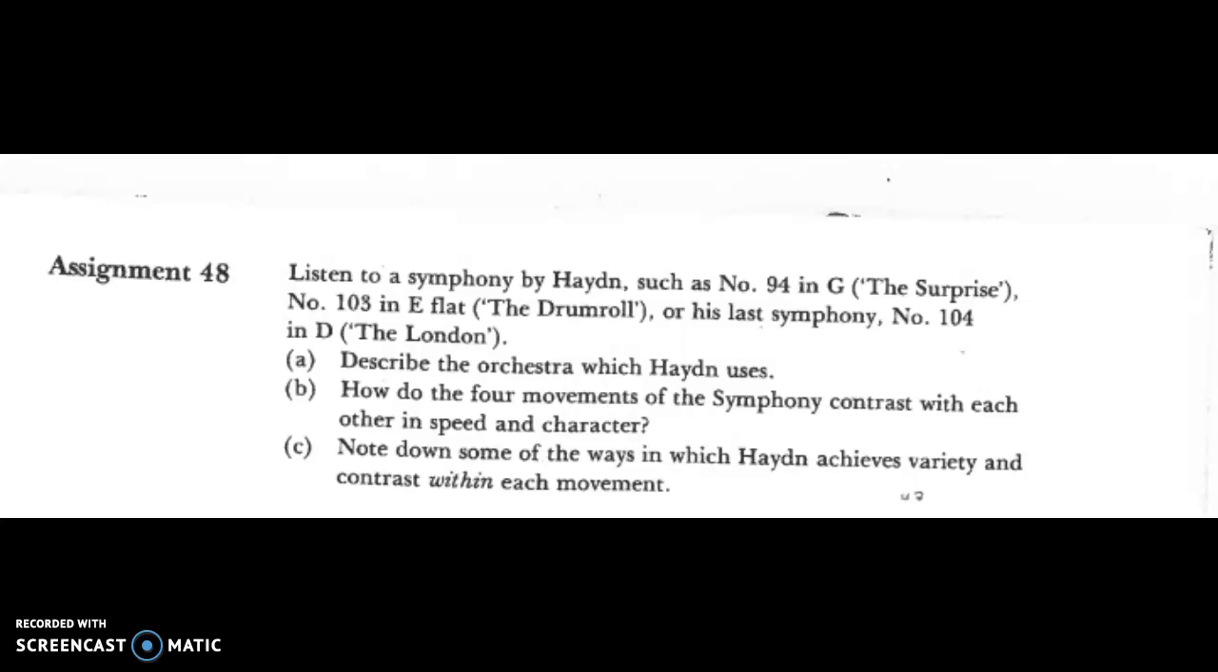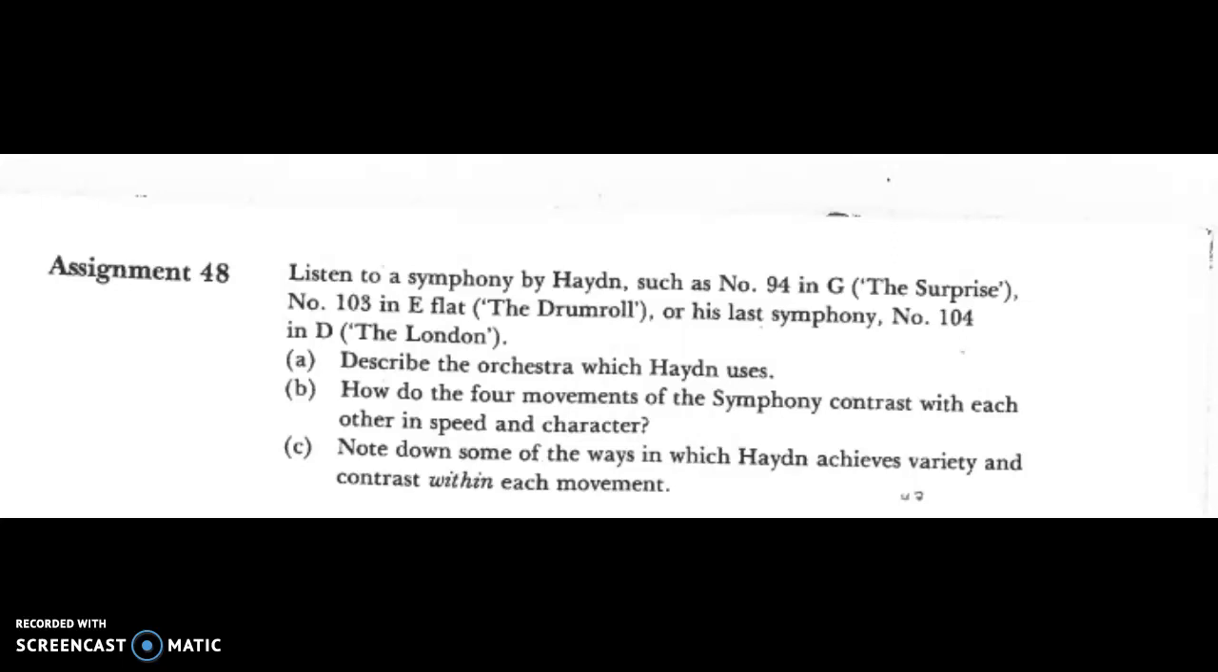Let's look at 48. Listen to a symphony by Haydn, such as number 94 in G, or number 103, or his last symphony, number 104. That's why I said he wrote a lot of symphonies. Describe the orchestra which Haydn uses.